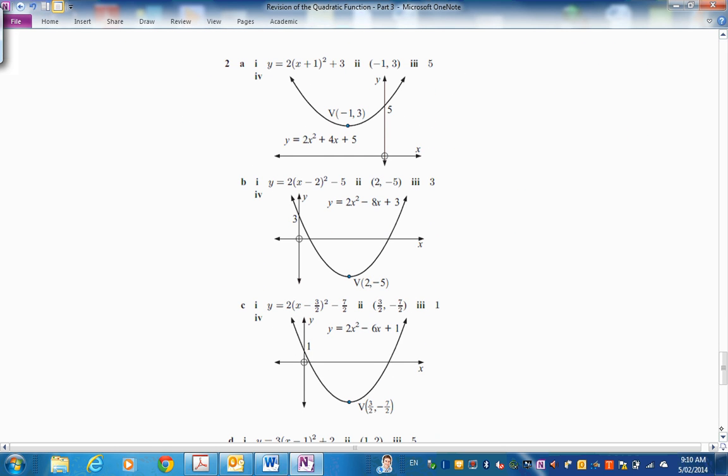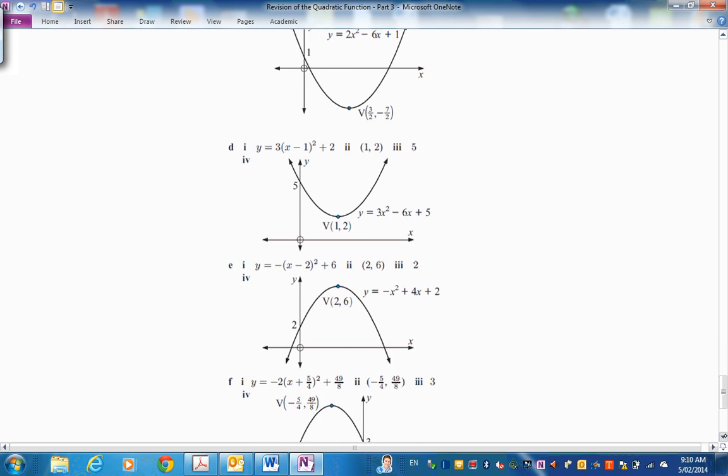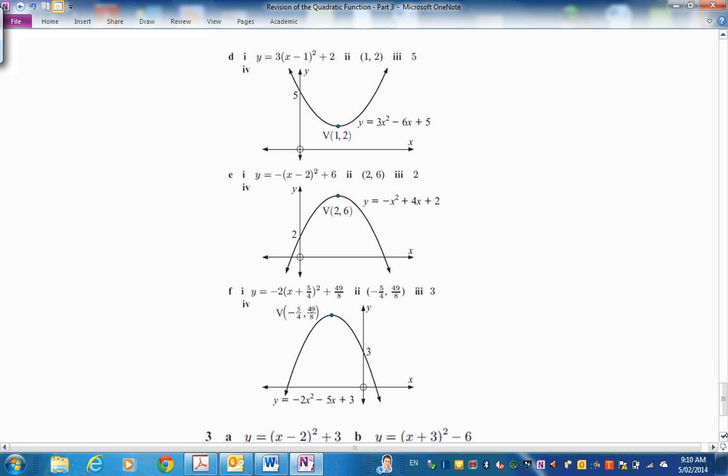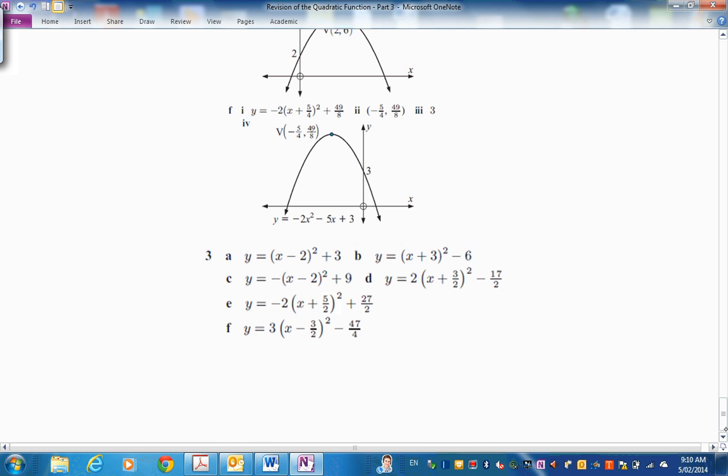Okay, so there's question 2, A, B, C. And then D, E, F. Go check those. And then I'll show you question 3. So remember, you're finding this formula by, first of all, getting the vertex and then putting that vertex x value in here, x value squared plus y value, going backwards there.